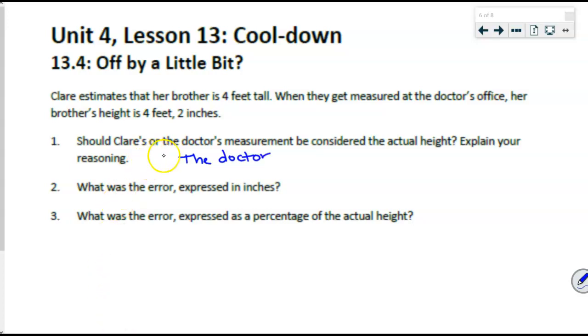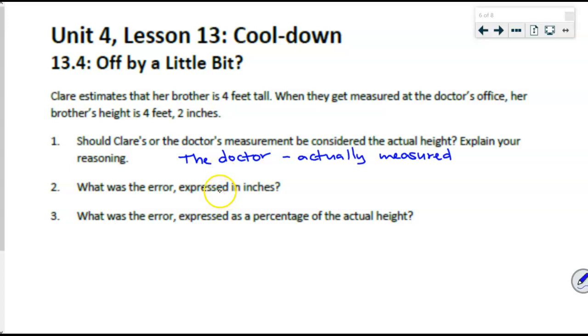Okay. The doctor's measurement should be considered the actual height. Explain your reasoning. Well, he actually measured, right? Where she estimated. And I think an actual measurement is always going to be better than an estimate. Actually measured. So what is the error? Express it in inches. Then what is the error expressed as a percentage of the actual height? This is where I pause the video and let students work on this with their groups, and then we'll come back for the answer. Pause the recording as you work on it yourself.